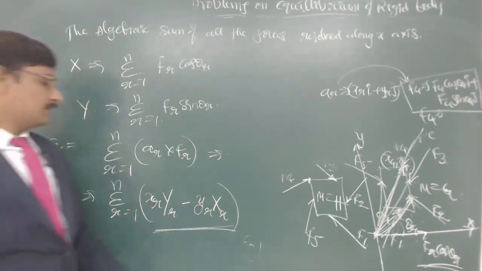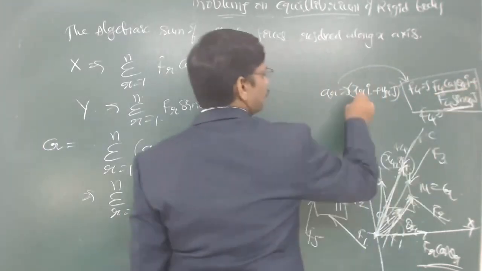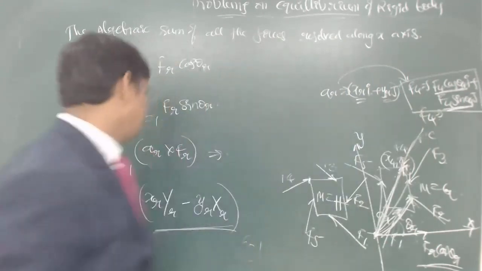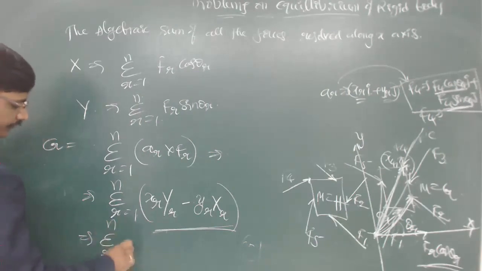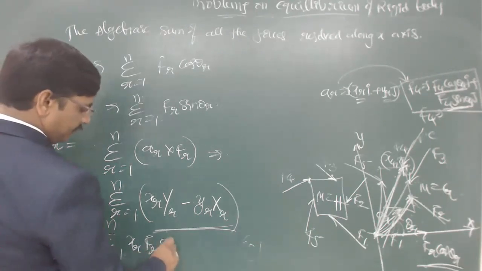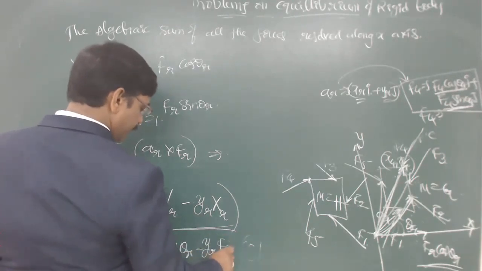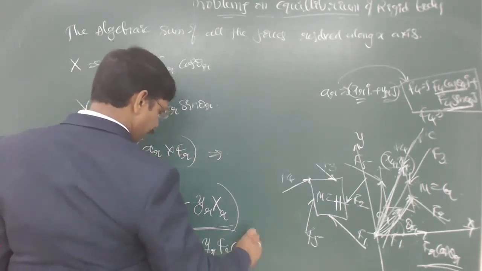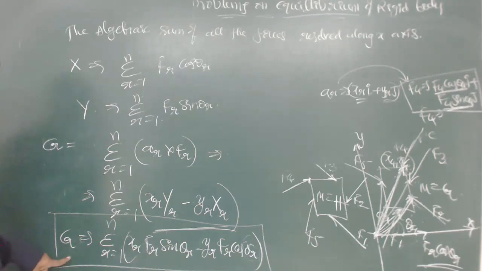Okay, so now you can replace capital YR with this one, and capital XR with this one, and small xr and small yr will be there as they are. If you replace it, this is sigma r equal to 1 to n of xr into Fr sin theta r minus yr into Fr cos theta r. So this sigma will be the resulting moment G. So we have got the values of X, Y and G.